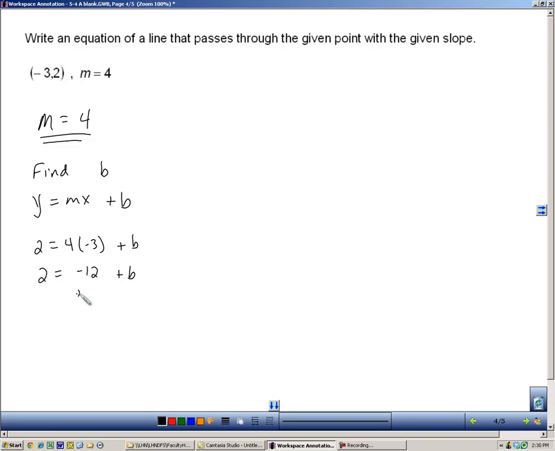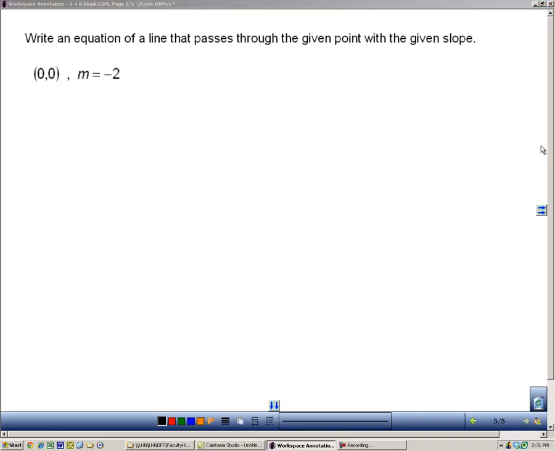I remove that by adding 12. 12 and 2 is 14. So I now know that my y-intercept is 14. So I'm going to plug that into y equals mx plus b. Y equals 4x plus 14.